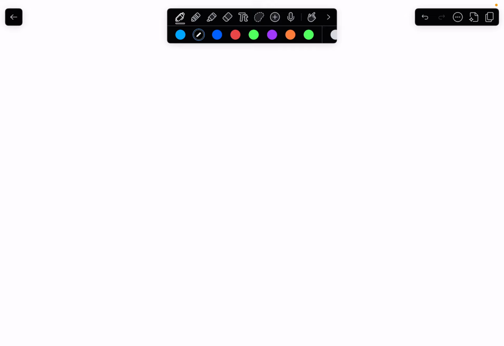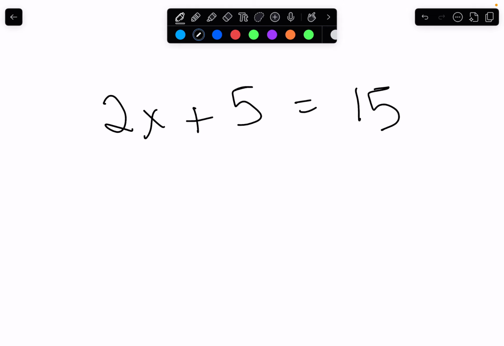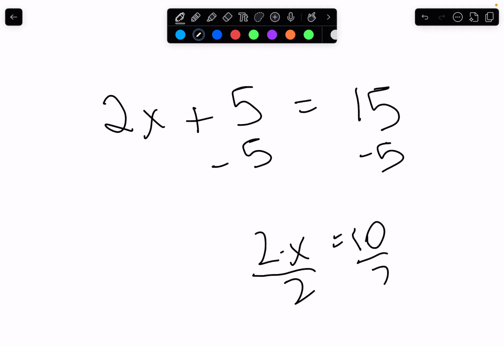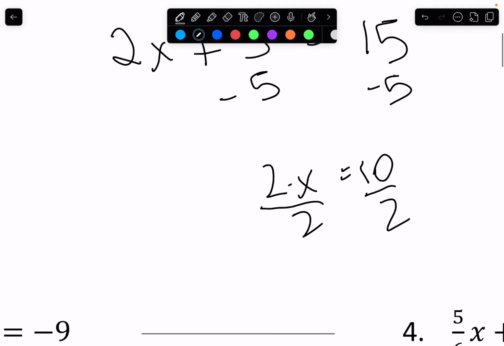And the first thing I want to review is an equation that looks like this. 2x, sorry, not so great with Apple Pen, plus 5 is 15. And when we're solving for x, we're going to subtract 5 and get 2x equals 10. And then what are we doing to x here? We're multiplying it. So to undo it, we divide it. And we get x equals 5.